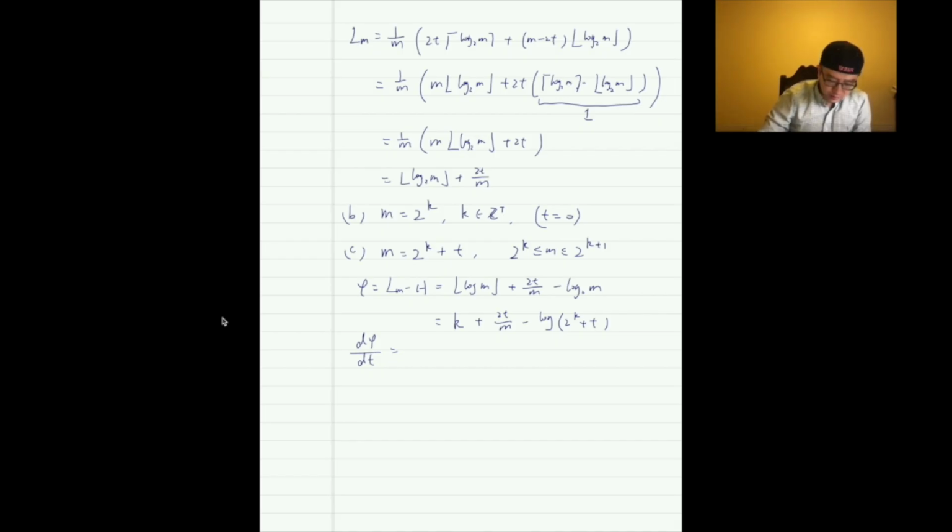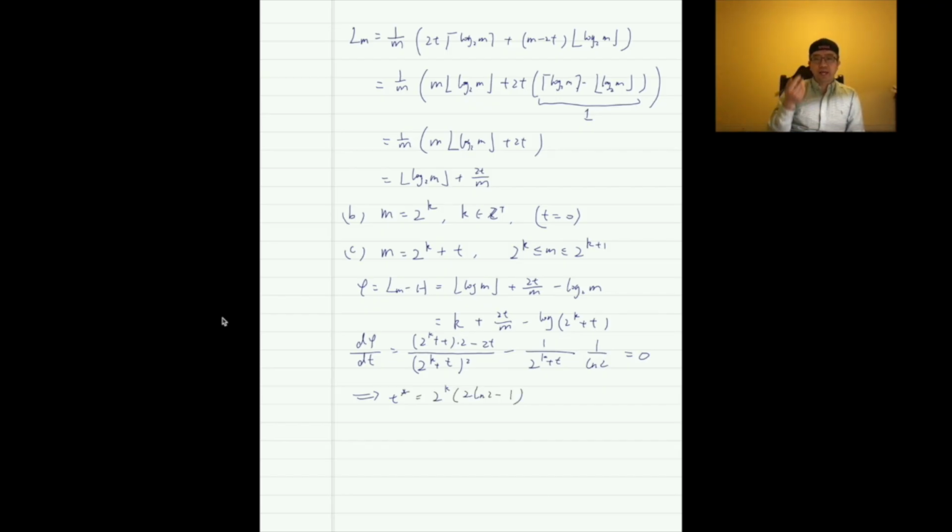What we can get is the following. You can try this and see whether you get the same result as what I did here. 2 to the power of k plus t times 2 minus 2t. It's just a derivative. And then here we have 1 over ln 2. If we set this equal to 0, then we get t star equals 2 to the power of k times 2 ln 2 minus 1. So that is the optimal t.